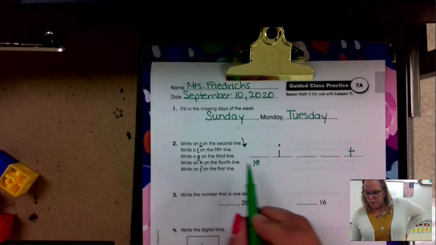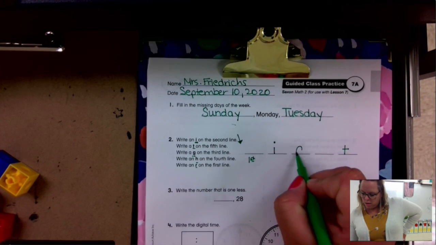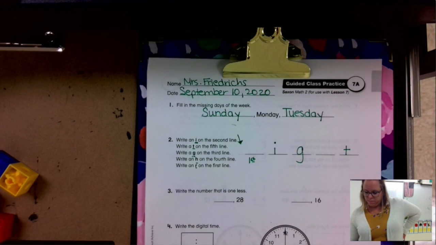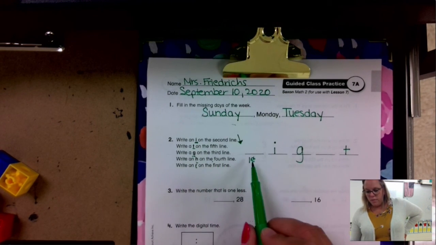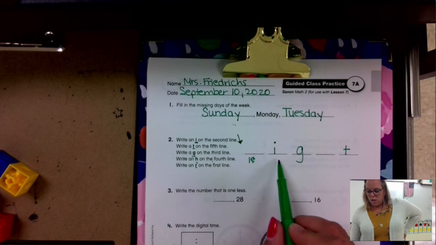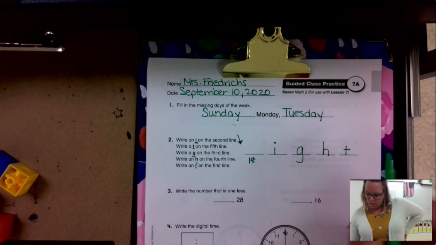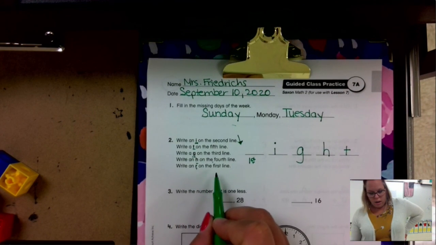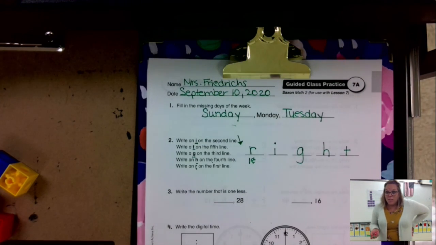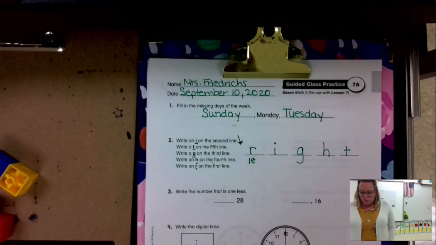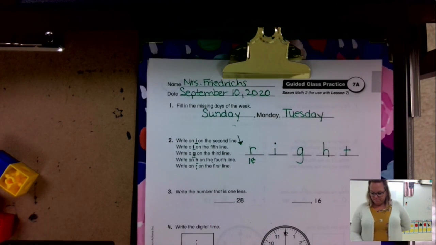Write a G on the 3rd line. First, second, third. Write an H on the 4th line. First, second, third, 4th. And write an R on the 1st line. And you can see we actually have a word that we spelled. I told you our math likes to do that to us sometimes. And you can see our word is right.